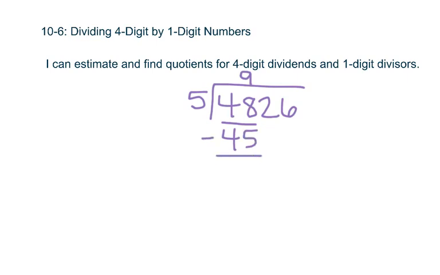I'm going to subtract. I have 3, bring down the 2. How many times does 5 fit into 32? It fits in 6 times. 6 times 5 is 30.